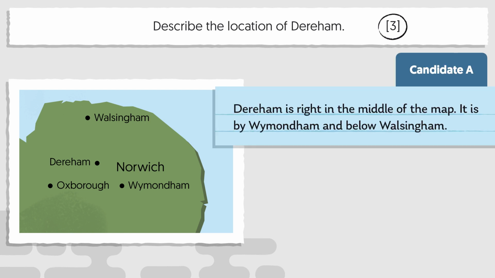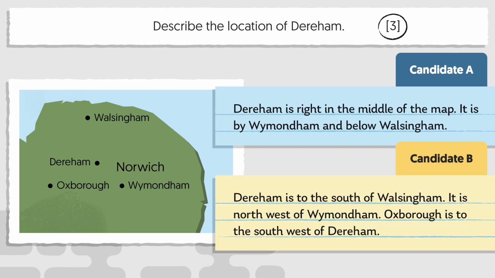Candidate A has written, Dereham is right in the middle of the map. It is by Wymondham and below Walsingham. Candidate B has written, Dereham is to the south of Walsingham. It is northwest of Wymondham. Oxborough is to the southwest of Dereham.